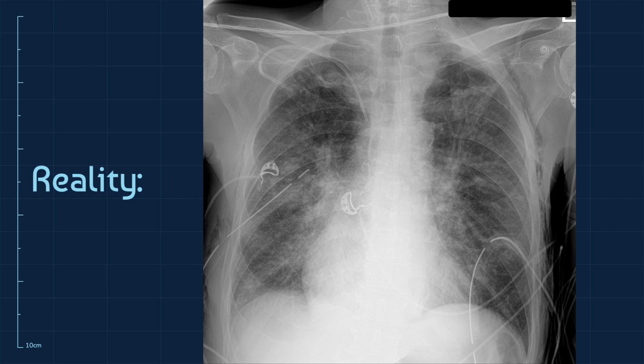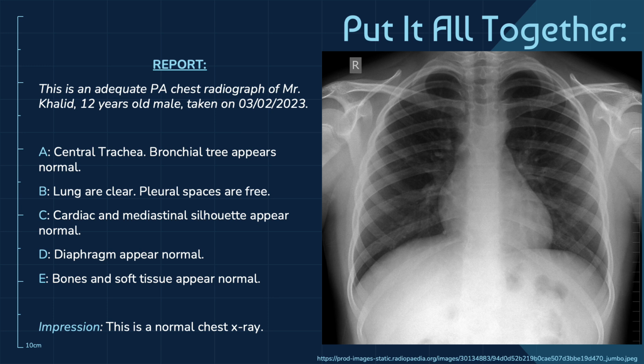And once you're done, you're ready to put it all together. You start with your W's, you talk about the type of radiograph you're looking at, who it belongs to, how old the patient is, when this radiograph was taken. You can even include where or why, the indication behind why this radiograph was obtained, and then you just follow the system as discussed.